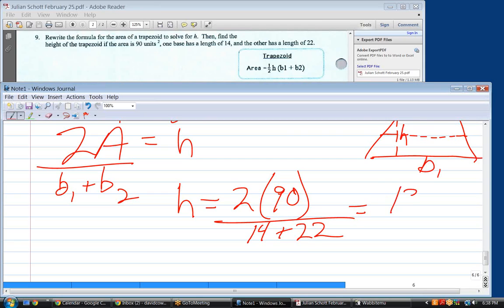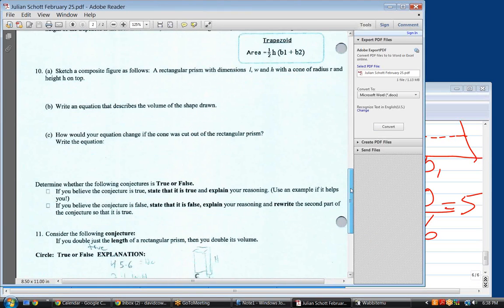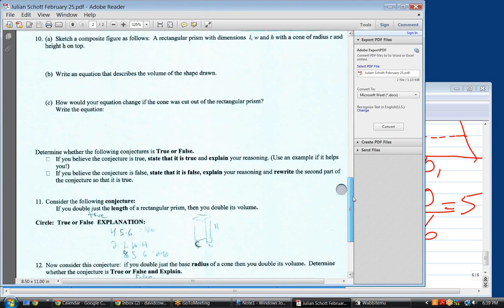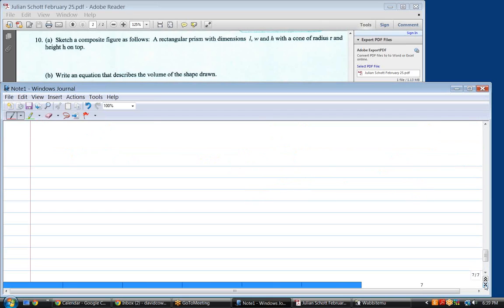So this is 180 in the numerator, 36 in the denominator. That's equal to 5. So the height is 5. All of these problems, you're seeing the similarity, right? In other words, we take what our normal formulas are, we algebraically manipulate them to solve for a different variable, and then we plug in the unknown numbers.